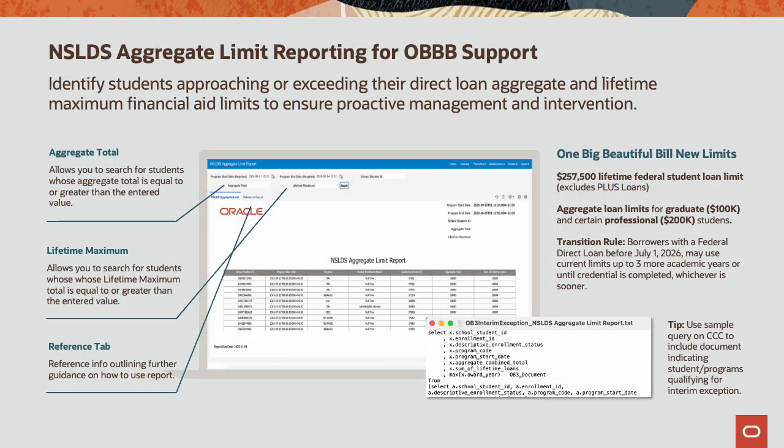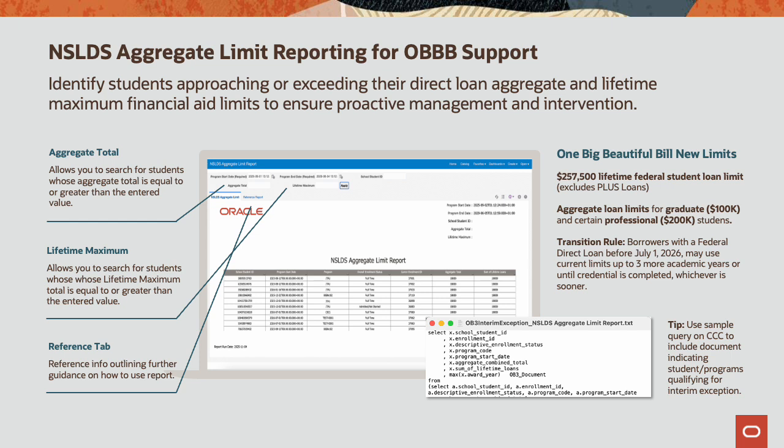With the December maintenance pack for 25D, we are introducing NSLDS limit reporting capabilities, which support monitoring new requirements under the One Big Beautiful Bill Act. This report allows schools to monitor and manage students who are approaching or may exceed the new federal direct loan aggregate and lifetime limits. You can also use this report proactively to assess whether there may be funding gaps before OBBB implementation to determine if additional non-federal support will be necessary for students.